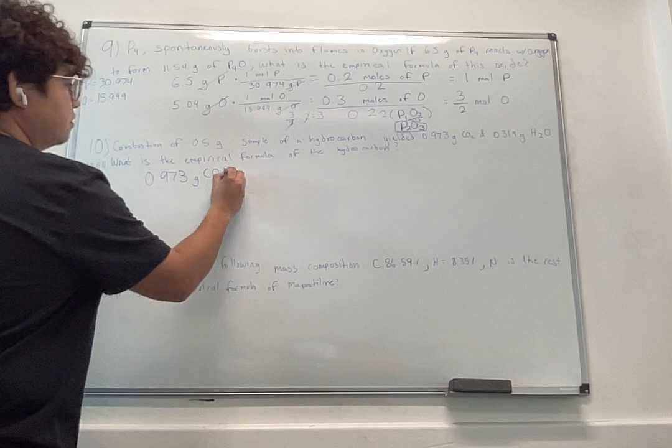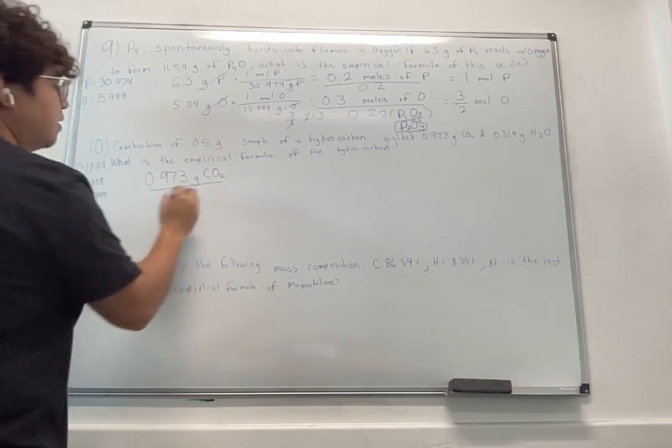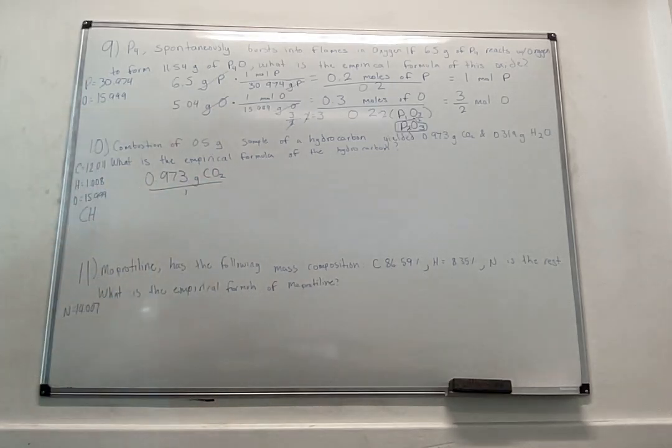grams of CO2 over 1. So I'm going to show you the process for CO2, and I want you guys to try out the process for hydrogen. Don't worry, I'm still going to work both of them out, but I just want you to pause the video after I finish CO2 so you can try H2O on your own. Enough said. 0.973 grams of CO2.